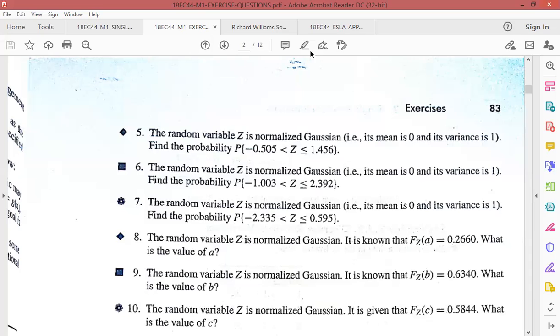Have you copied? Anyone reply? Fifth problem. So the random variable z is normalized Gaussian. Find its probability.